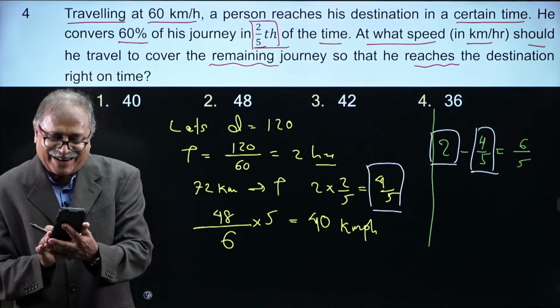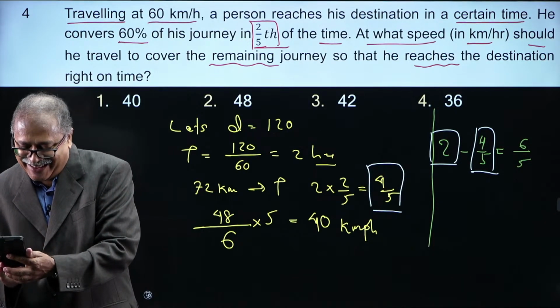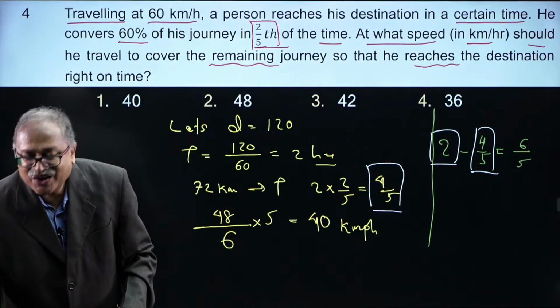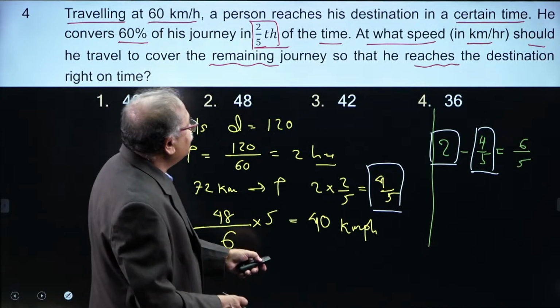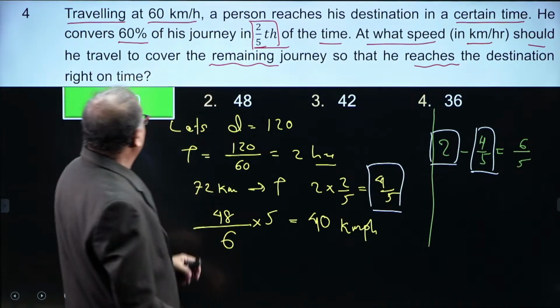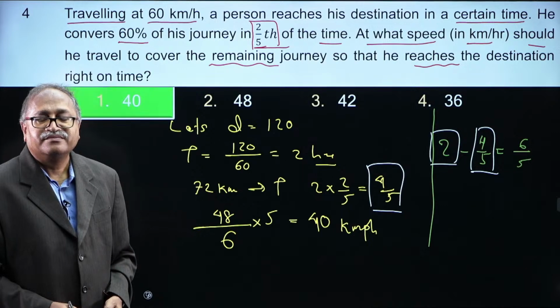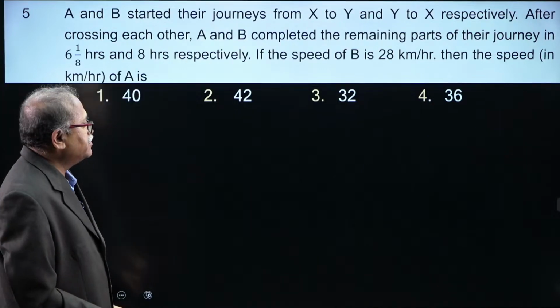Yeah, that is right, after very long time Mr. Sheikh Abdullah. Okay. So, fine, it should be 40 kilometer per hour, that is option 1. I am moving on to the next question, which is this.